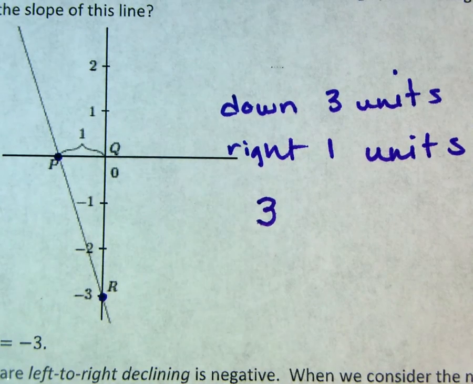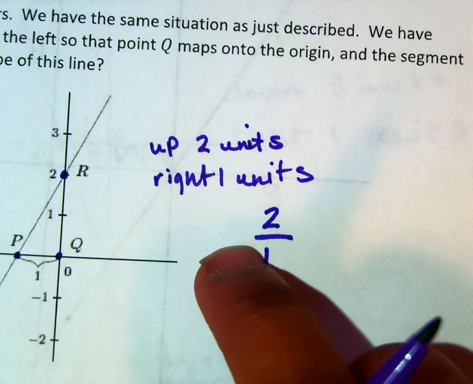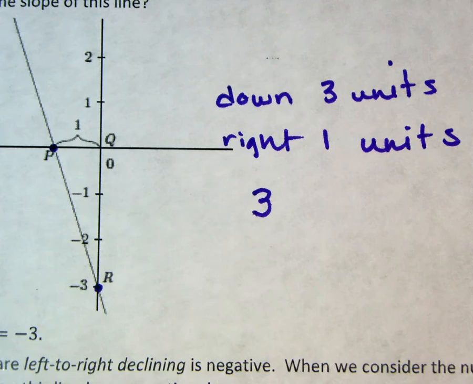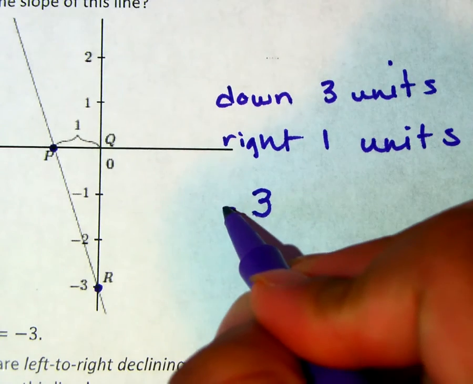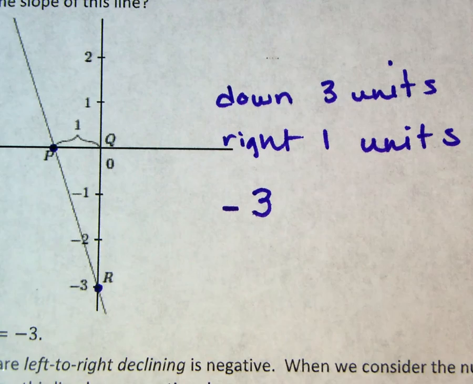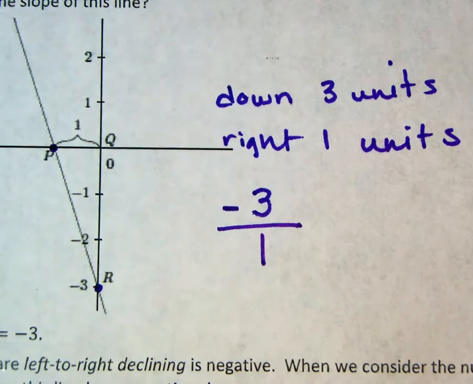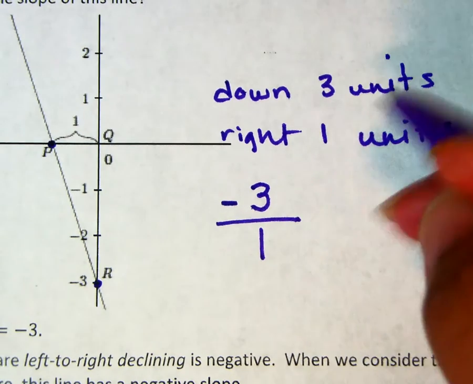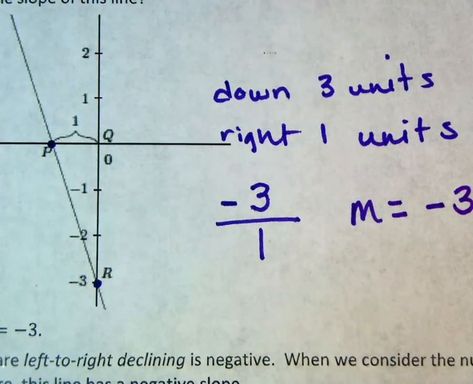Notice in the previous example when I moved up 1 unit, I put a positive 2 in my numerator, but because I'm moving down 1 unit, I'm actually going to put a -3 in my numerator. And then I want to move to the right 1 unit, so I'm going to put a 1 in my denominator. I'm going to use this number now to write my ratio for slope. So slope is equal to M equals -3.